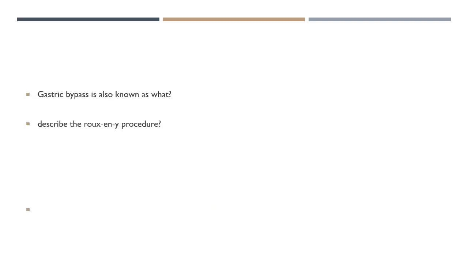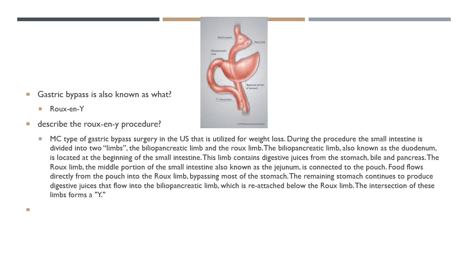All right, so gastric bypass is known as what? This is going to be the Roux-en-Y procedure. So describe the Roux-en-Y procedure. Essentially, you're going to chop up the stomach. You're going to create a small gastric pouch from the esophagus. You're going to exit through the esophagus, through the lower esophageal sphincter. You're going to create a gastric pouch. Then you're going to connect that gastric pouch to a part of the small intestine. This is going to be your Roux limb, right?